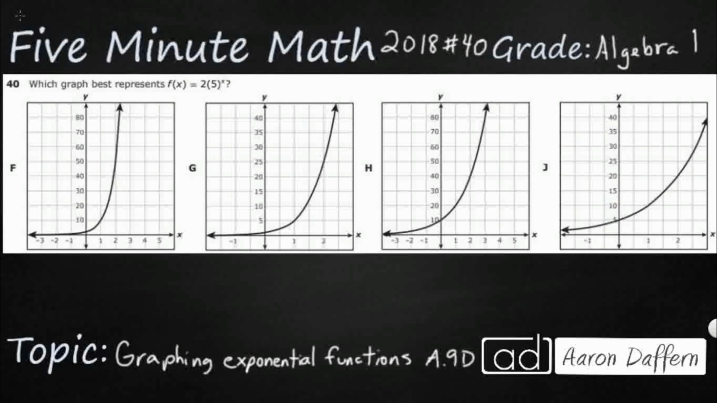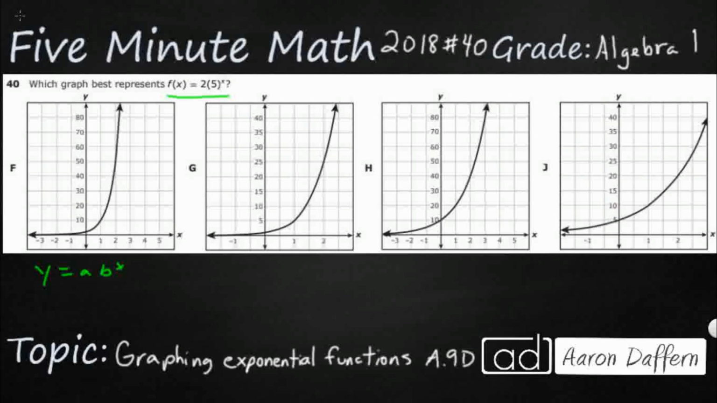So we need to find the graph that best represents this exponential function here, f of x equals 2 times 5 to the x power. So let's analyze our standard form here to make sure we know what we're dealing with, because that's going to give us our first clue.